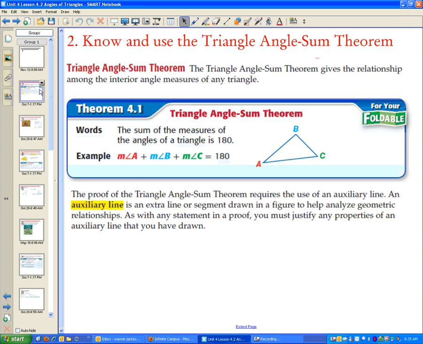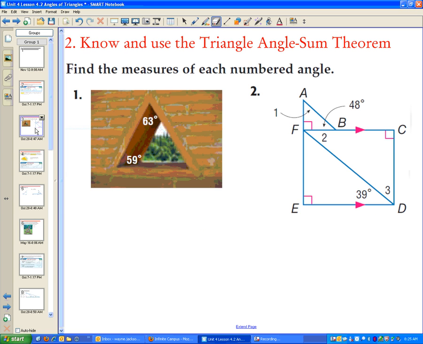Now, here, remember when we ran into auxiliary line earlier? And only a few of you bothered to look up what an auxiliary line is? All right, it says here that the proof of this theorem requires an auxiliary line. An auxiliary line is an extra line or segment drawn in a figure to help analyze geometric relationships. So, there's your definition of auxiliary line. All right, let's do a few problems from today's assignment.